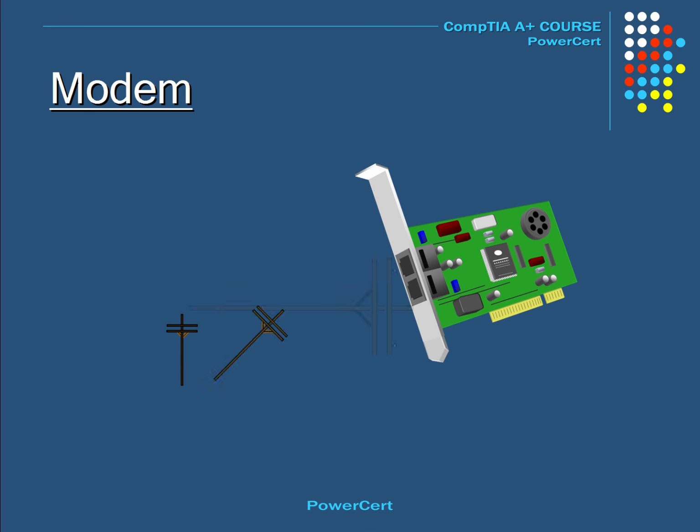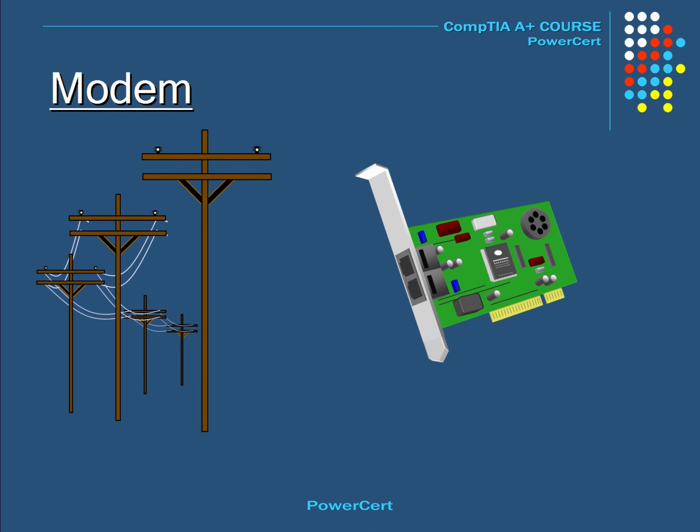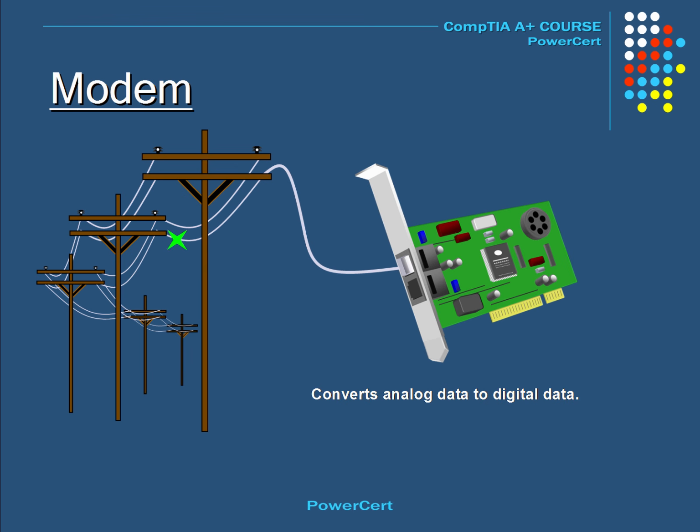A modem is a device that allows a computer to transmit data over normal telephone lines. The data coming in from a telephone line is analog. However, the data in a computer is all digital. So when the analog data comes in from the telephone lines, the modem's job is to convert it to a digital form so the computer can understand it. So that's basically what a modem does. It converts analog data to digital data. The maximum speed of most modems today is 56 kbps.